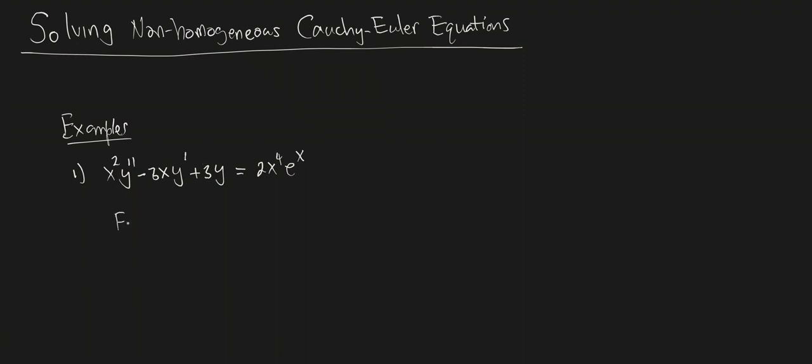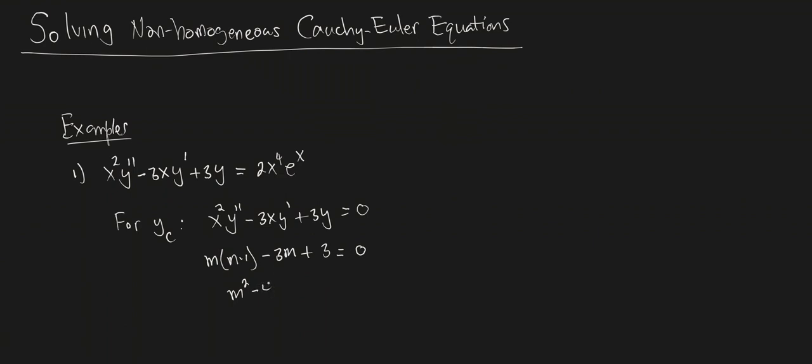So first, we need to find the complementary function. So that's y sub c, and that's when we solve the corresponding homogeneous Cauchy-Euler equation. So x squared y double prime minus 3x y prime plus 3y is equal to 0. So let's write down the auxiliary equation here. It's 1 times m times the quantity m minus 1, minus 3m plus 3, and that's equal to 0. So our standard quadratic equation is m squared, we have a minus m and then a minus 3m, so minus 4m plus 3 is equal to 0.